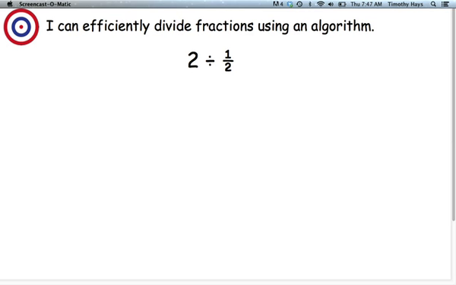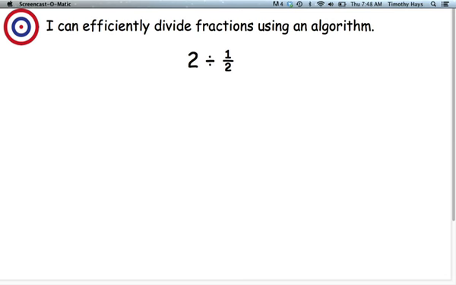Let's see, I've got 2 divided by 1/2, or how many groups of 1/2 can I get out of 2? The algorithm for this is the idea of inverting the second fraction, so using its reciprocal, and then multiplying across. The way that the algorithm looks is like this.